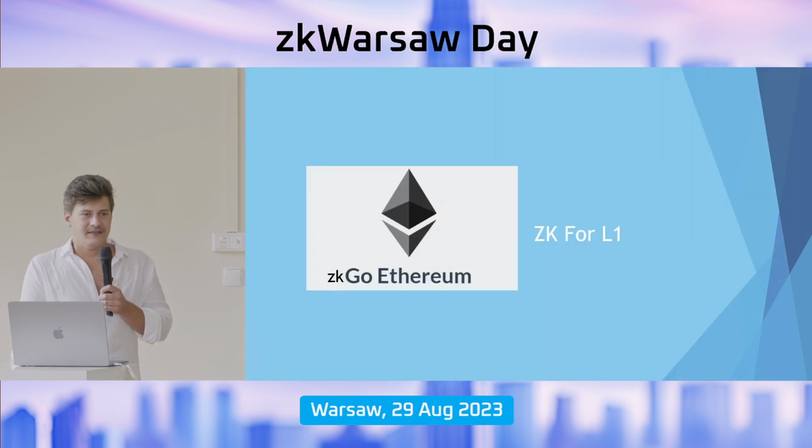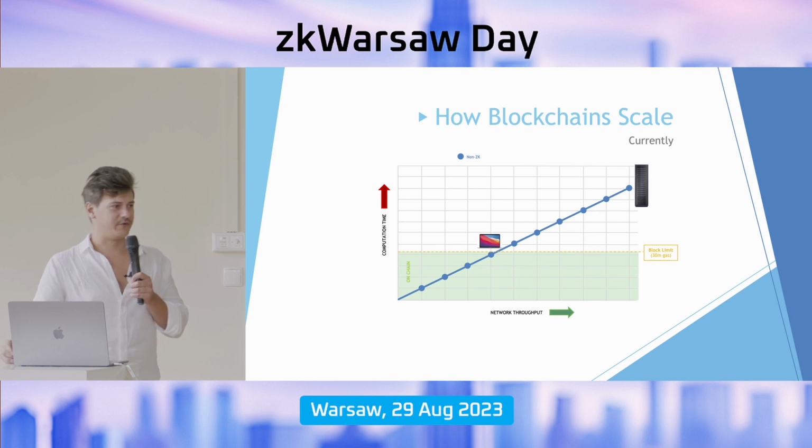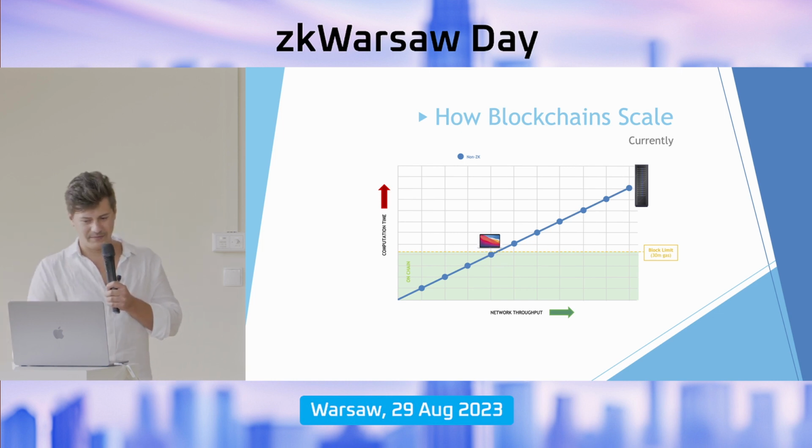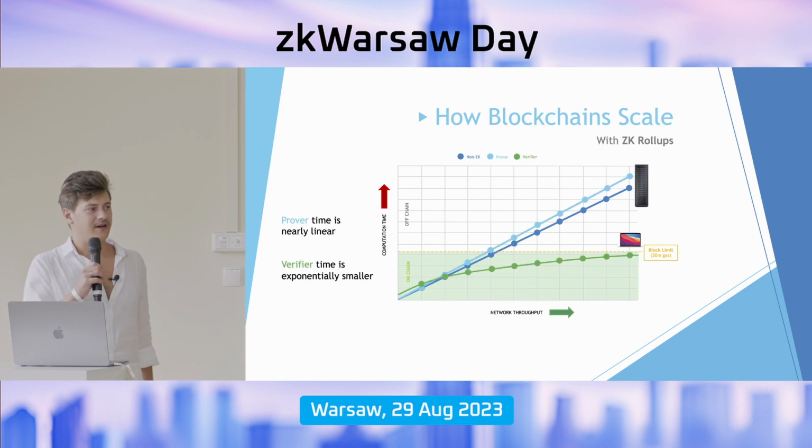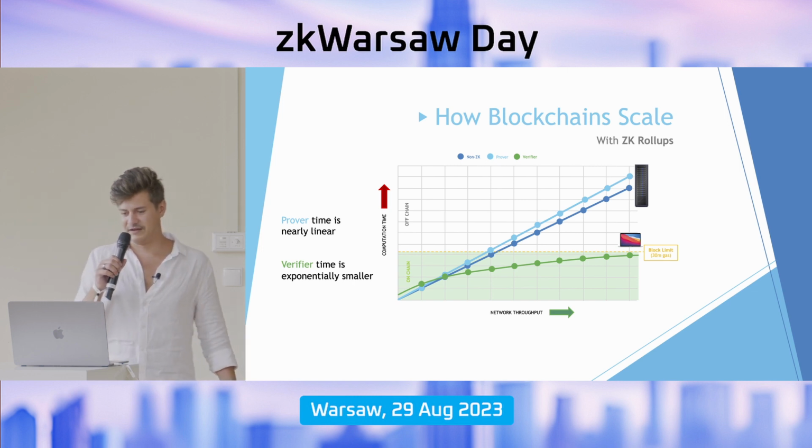ZK for L1, this is not an if, it's a when. We will make Ethereum L1 work with ZK, right? And again, this is sort of going back to that blockchain scalability bit. This is how normal blockchains work right now, right? With ZK rollups or ZK L1, it's a bit different, right?